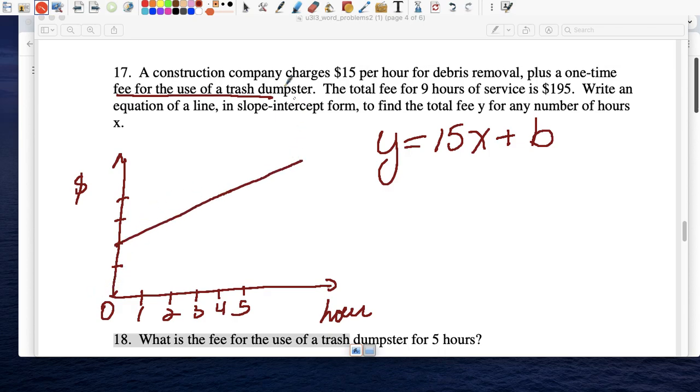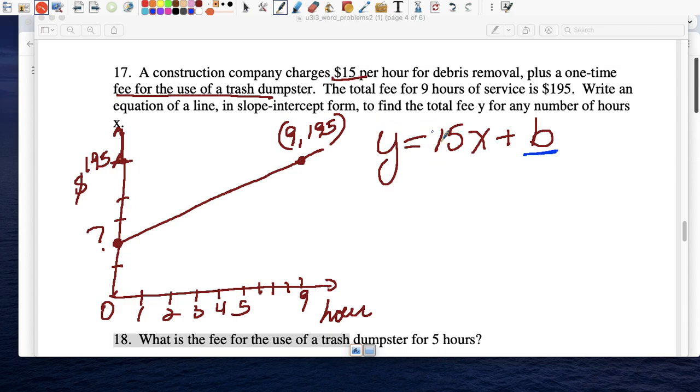Okay, so let me use that. This is my y-intercept, so I don't know what that is yet. I don't know what that extra charge is, but I do know it's $15 per hour. So I do know that at 9 hours, right here, the total is $195. So I have a point that says at 9 hours, 195. I have the slope. It's given to me, so the slope is 15. So I need the y-intercept.